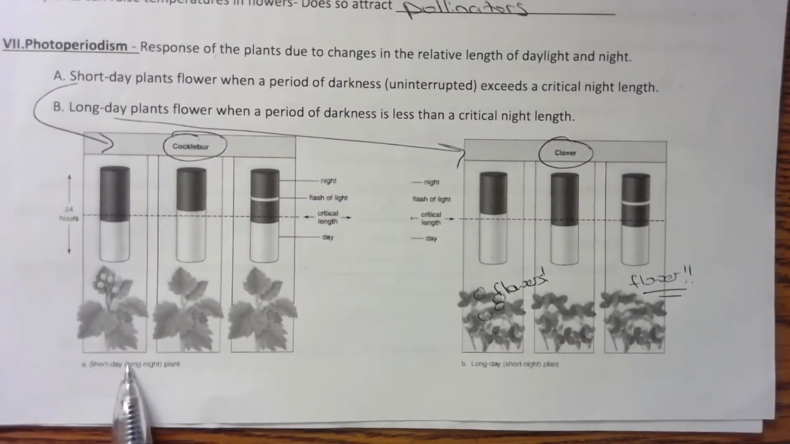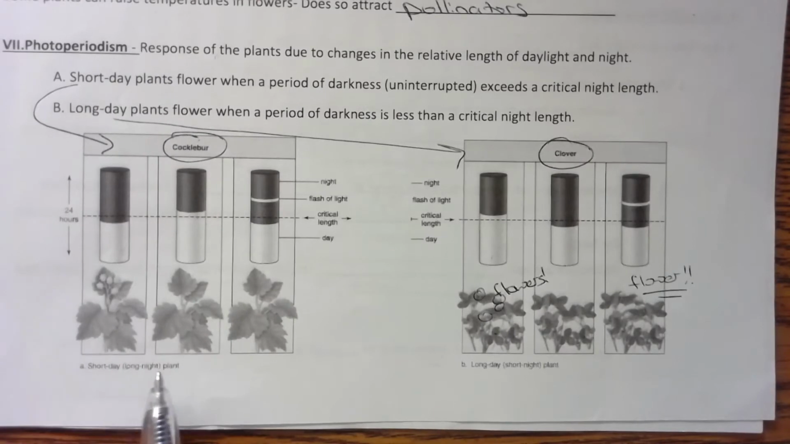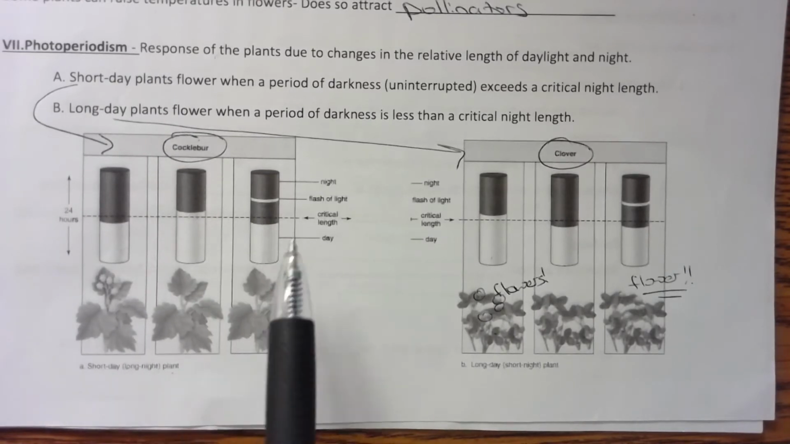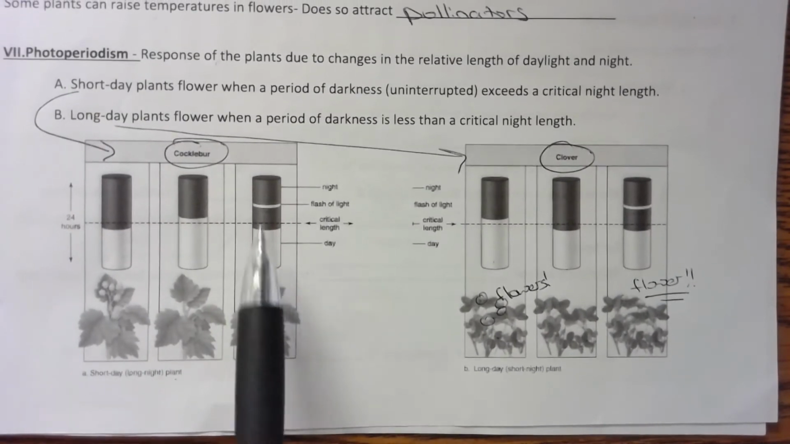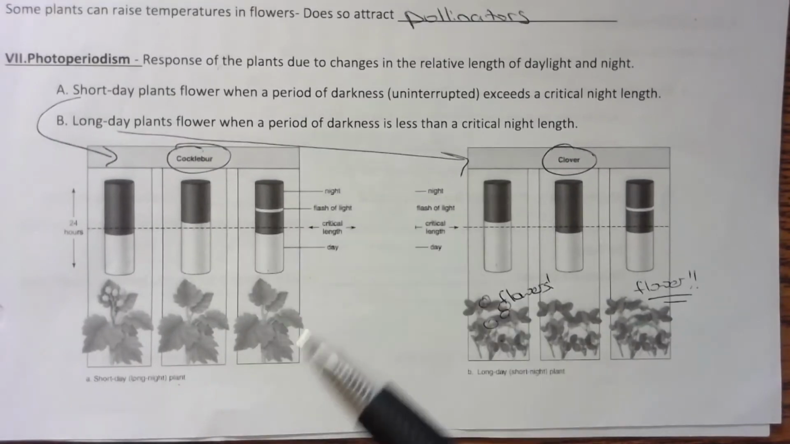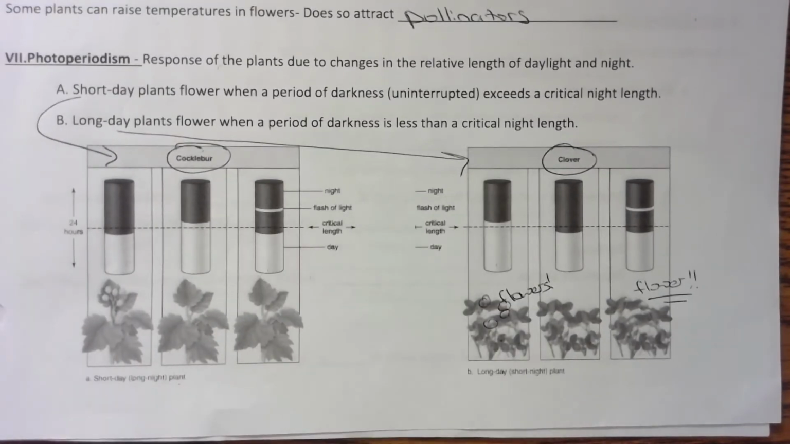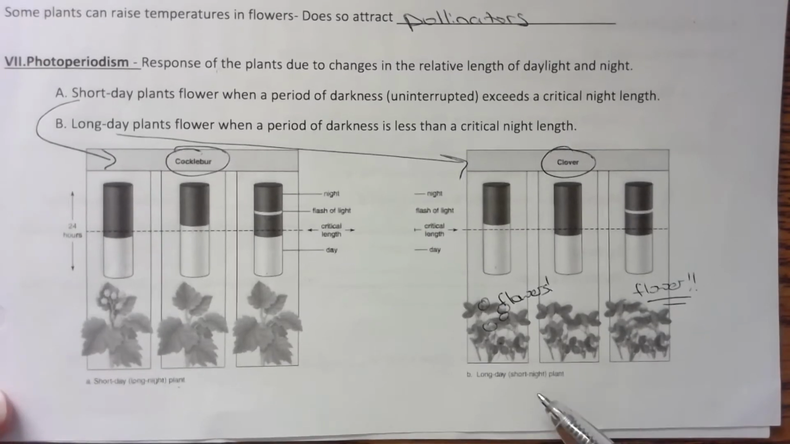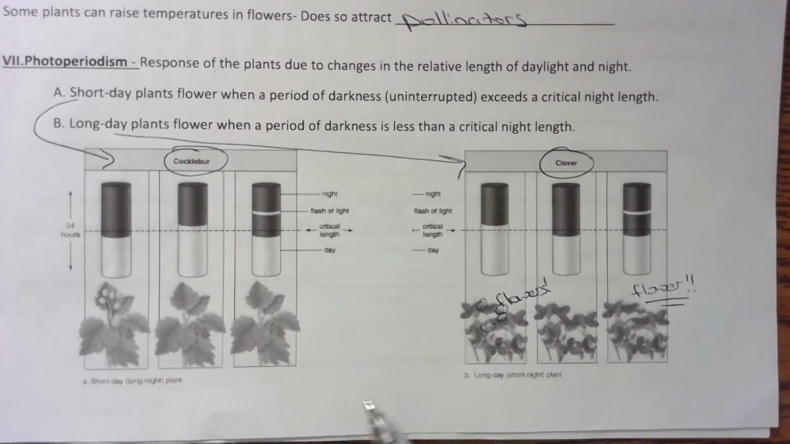So they will ask you questions about this. They'll say, what if a short day plant gets a short day but has a flash of light? And then it'll ask you what happens. Does it flower or not? I hope I didn't say any of that backwards.